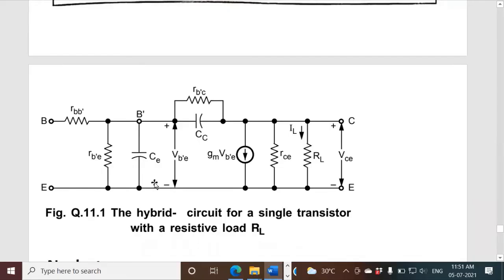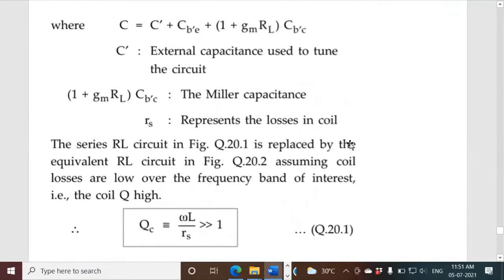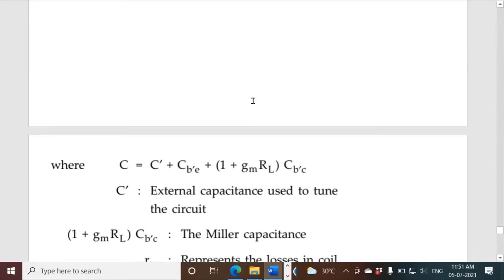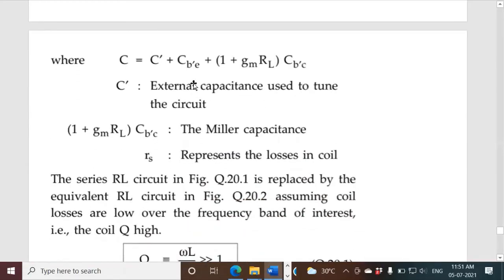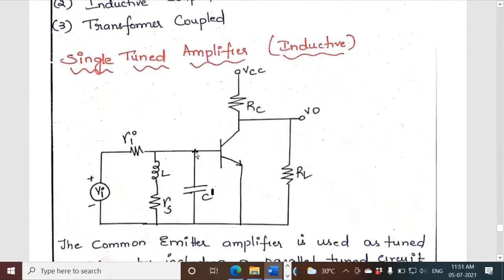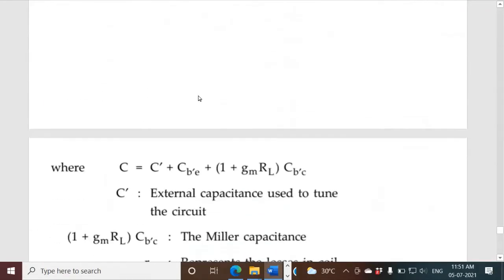The capacitance CB'C reflected at the input side will be 1 plus gm RL into CB'C. Here gm RL represents the gain of the amplifier. Anyway, Miller's theorem we will see again in 15. All this we have discussed, and the series resistance, I told you, is nothing but the loss in the inductor.